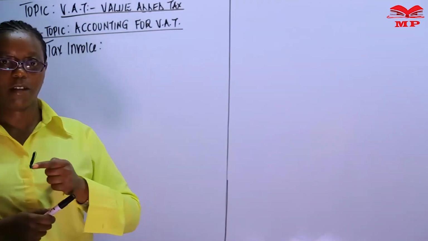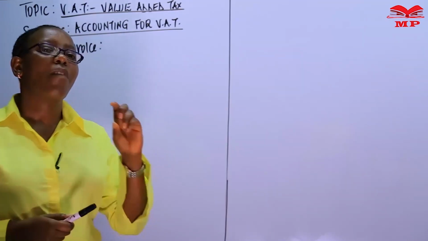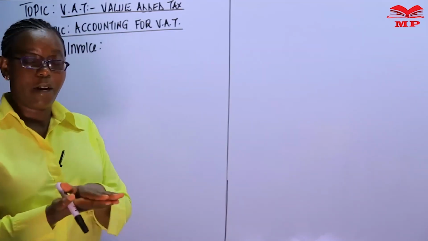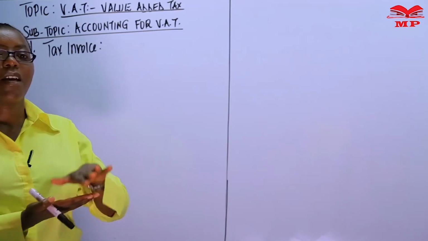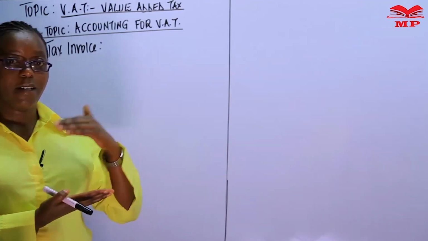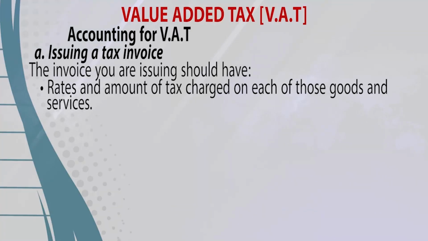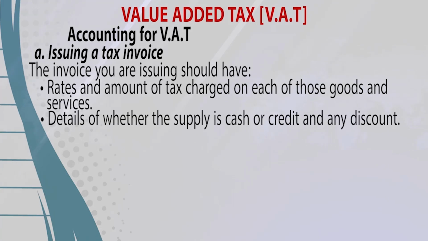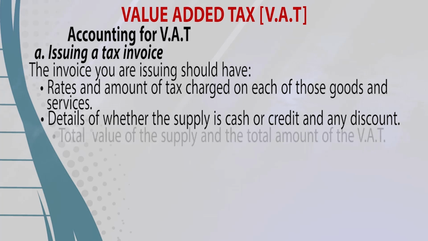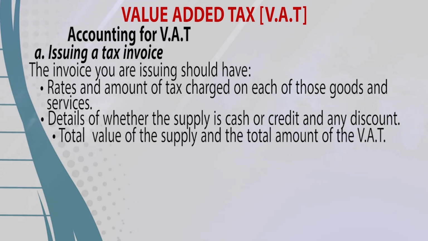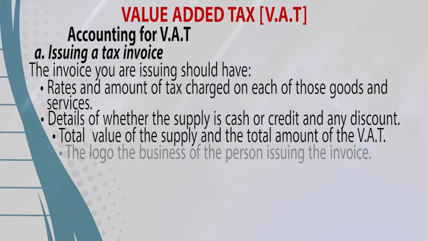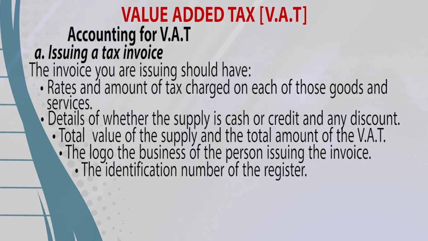Each item, the rate. And yesterday we said the value of supply, the selling price of that product, is the basis on which we shall apply the rate. Then there are details of whether the supply is cash or credit and any discounts, the total value of the supply and the total amount of VAT, the logo of the business of the person issuing the invoice. This is the supplier's logo, and the identification number of the register.